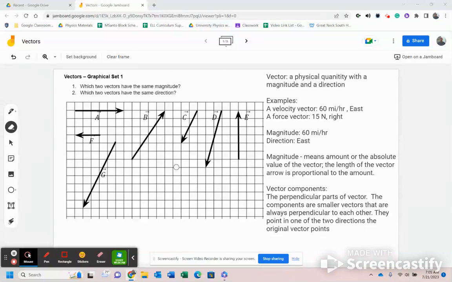In this video, we'll be talking about vectors and give a couple of examples and talk about their magnitude and direction. A vector is basically a physical quantity with a magnitude and direction. Now, what does that mean?